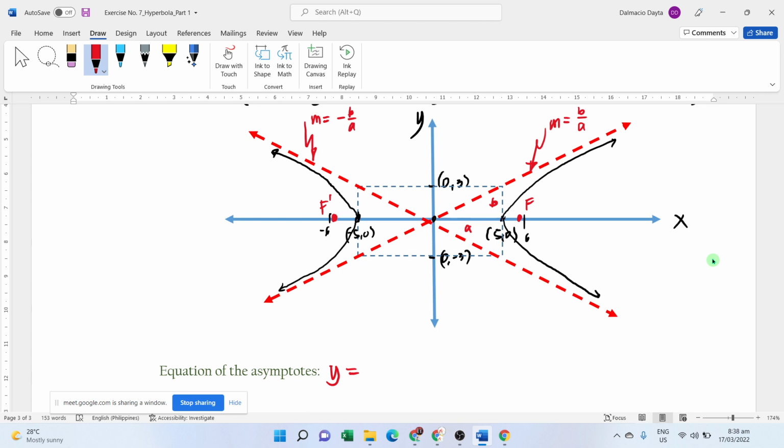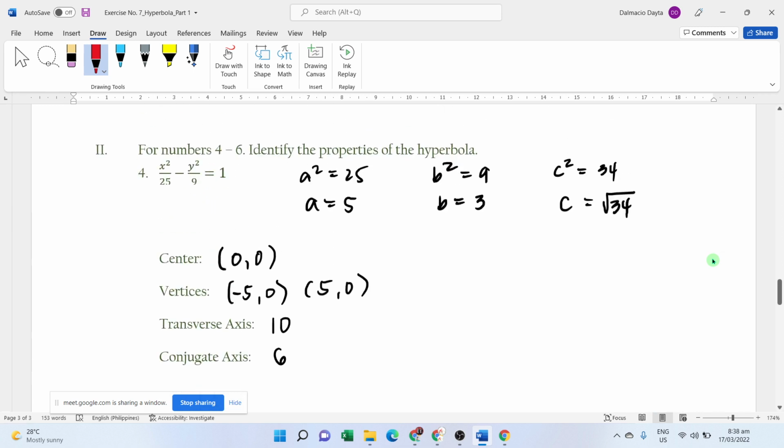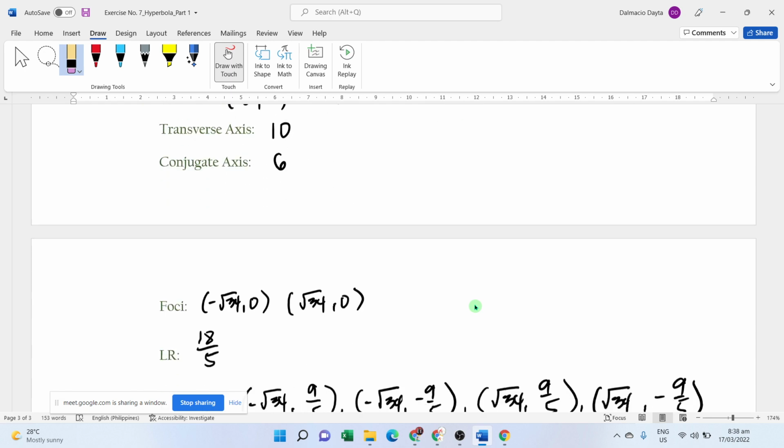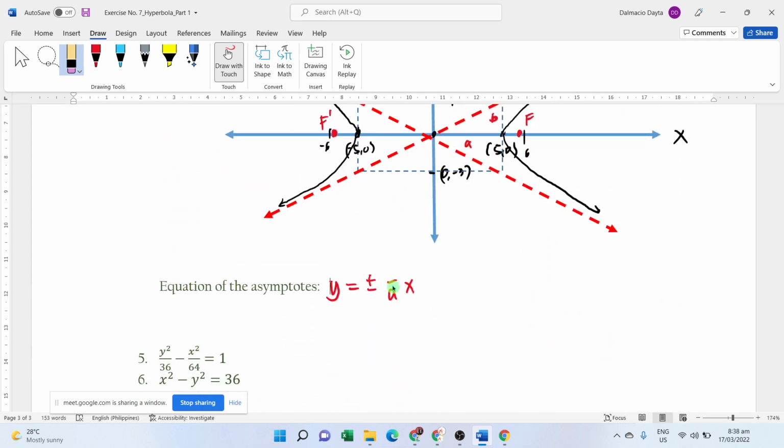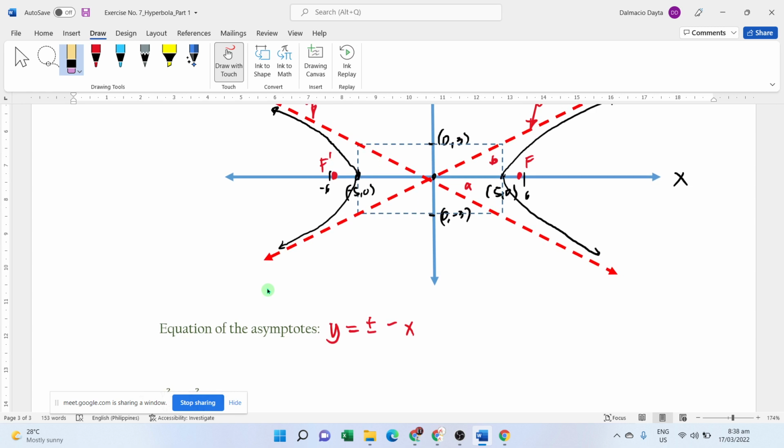So alam na naman natin yung slope, then pagsamahin na natin yung equation of the asymptotes, that will be y equals positive negative b over a x. Na? Hence, ano yung b natin? b is equal to 3 and a is equal to 5. So the equation of the asymptotes will be positive negative 3 over 5 x or 3x over 5.